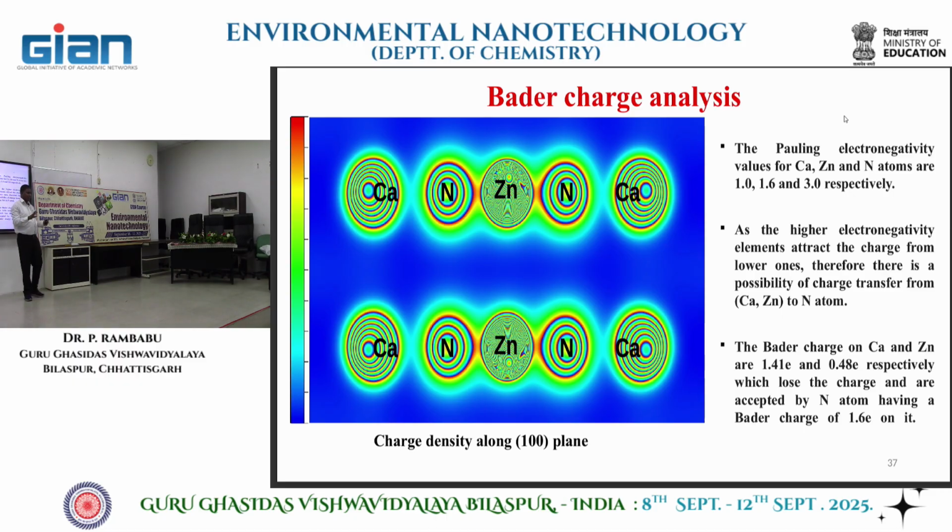And how to confirm that? The Bader charge gives that, and we can check the same from the charge density plot. I have plotted the charge density along the 1 0 0 plane. In this plane all atoms are covered. Since nitrogen has high electronegativity, and calcium and zinc have low electronegativity values, nitrogen attracts charge from calcium and zinc atoms. That can be seen from here, and the amount of charge transferred I have written here. The Bader charges on calcium and zinc are 1.41 electrons and 0.48 electrons respectively; these are losing charge, which is accepted by the nitrogen atom, having 1.6 electrons. So nitrogen, with higher electronegativity, attracts the charge from the lower ones, calcium and zinc.